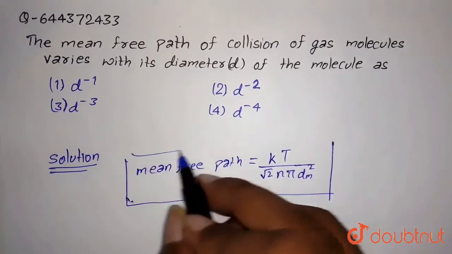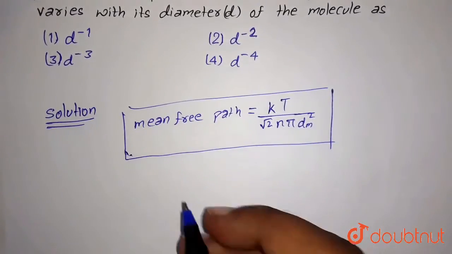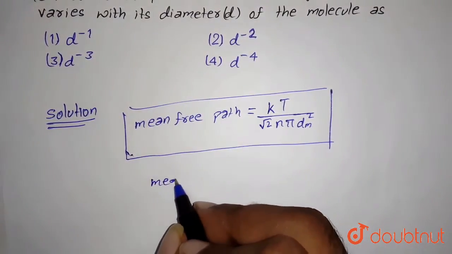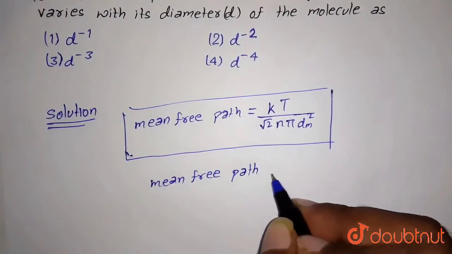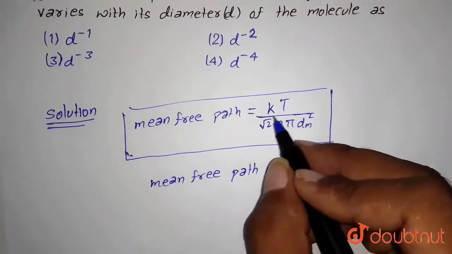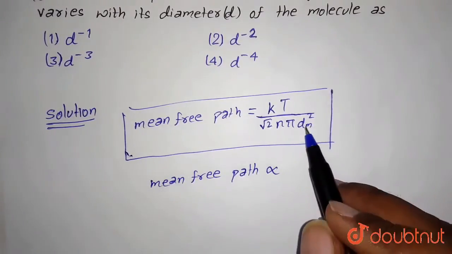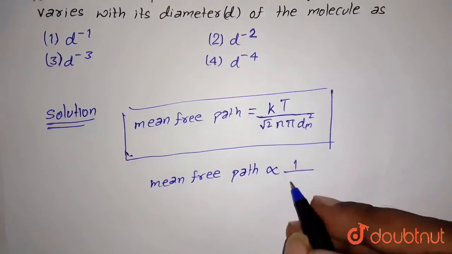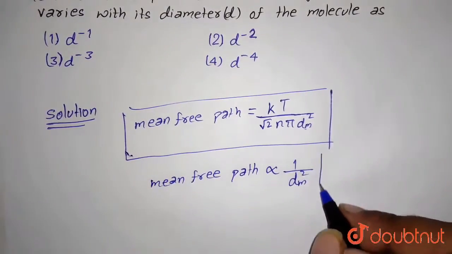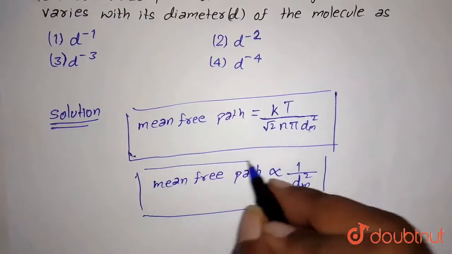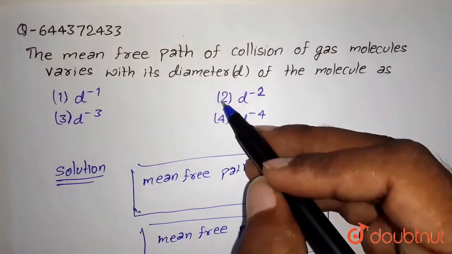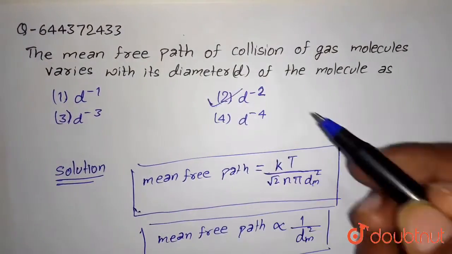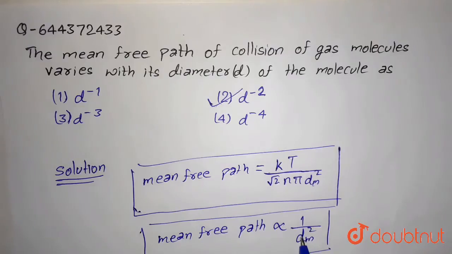From this formula we can clearly see that mean free path is inversely proportional with diameter. We have to see the relation between the mean free path and the diameter. So it is inversely proportional with the square of the diameter of the molecule. So we can say that correct option will be option number 2, that is d to the power minus 2, as it is inversely proportional with the square of the diameter of the molecule.